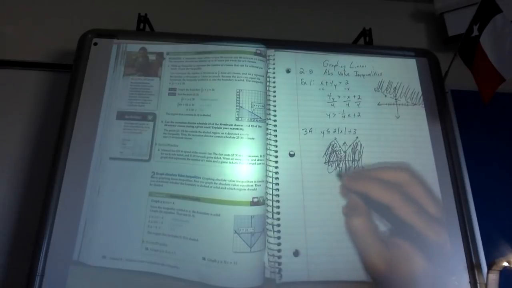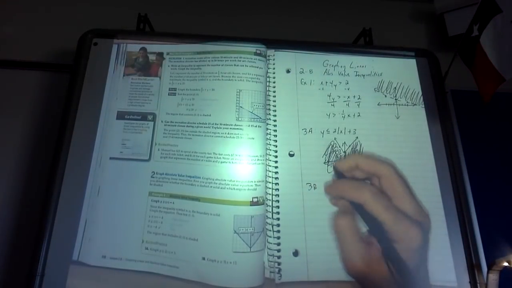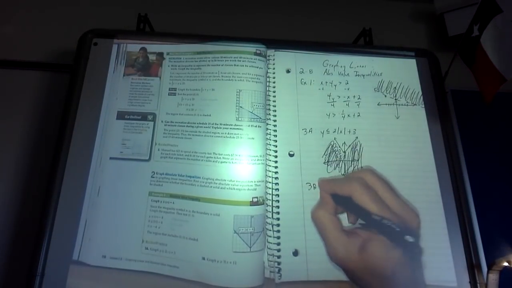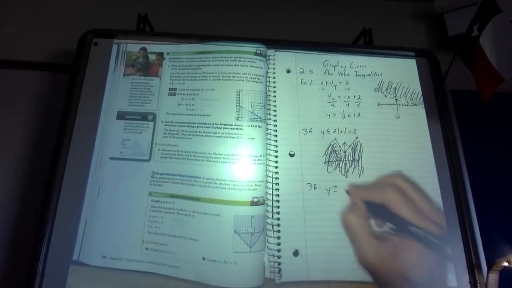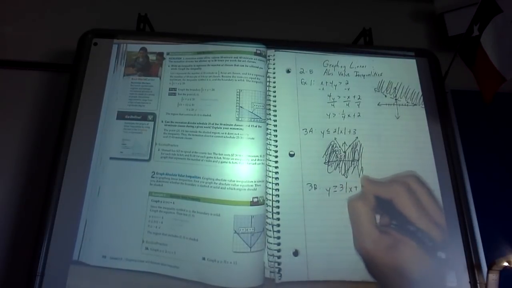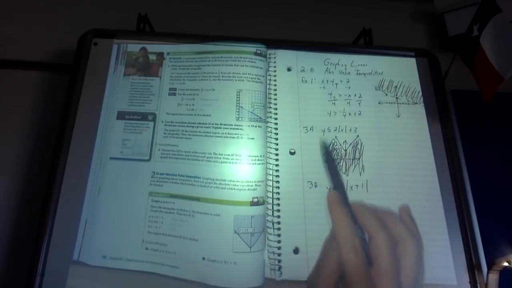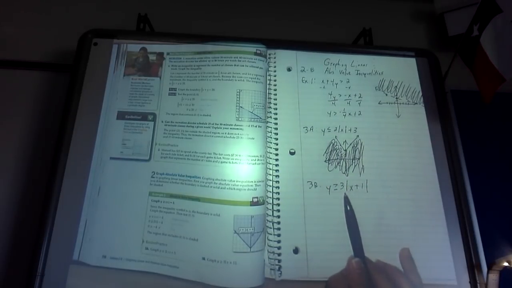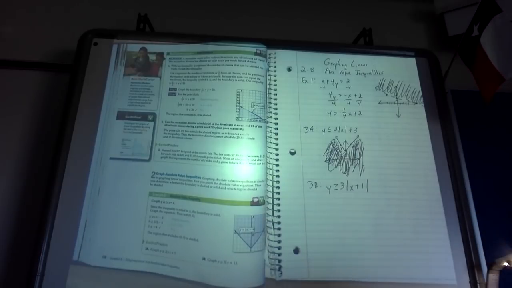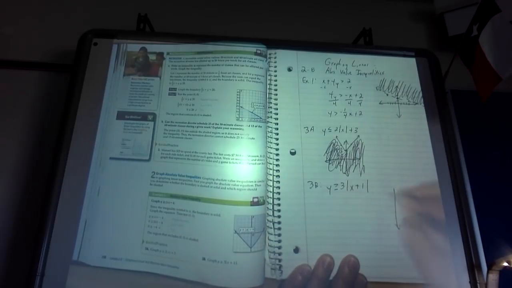Let's go down here to 3b. Make sure we can graph a horizontal shift as well. I've got this, y is greater than or equal to 3 times the absolute value of x plus 1. This is even skinnier than the previous one. See the 2 out here in front of the absolute value. This one's got a 3 out front. It's even skinnier, but we can go draw this graph.